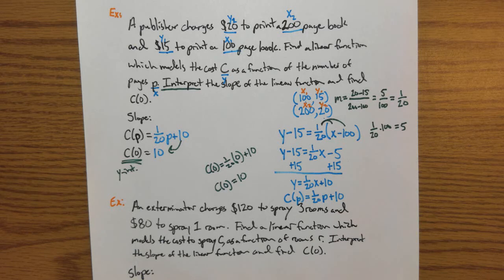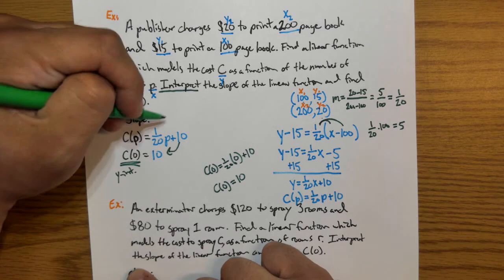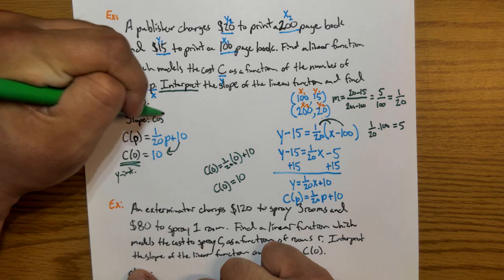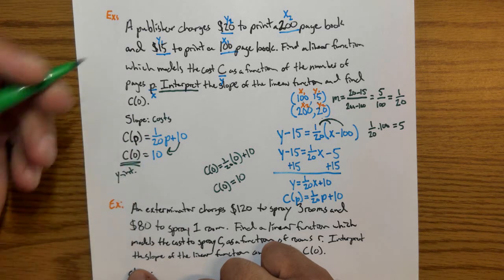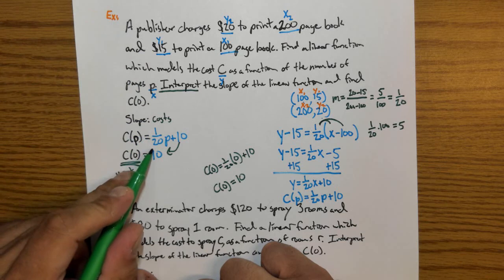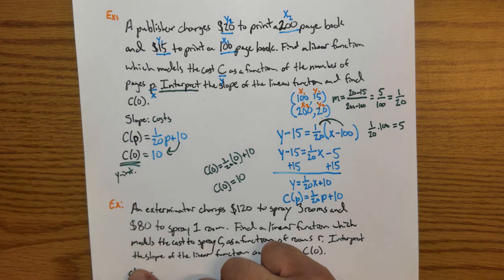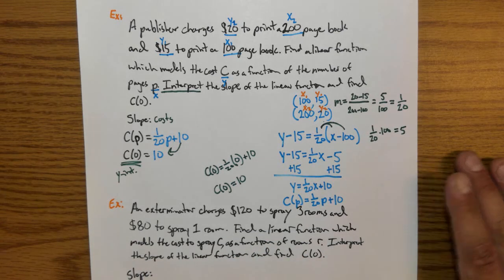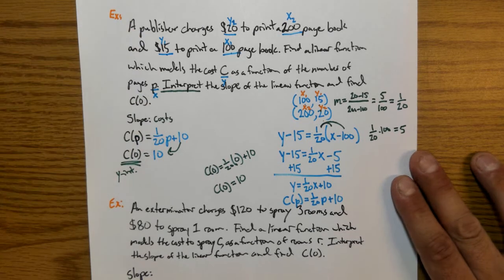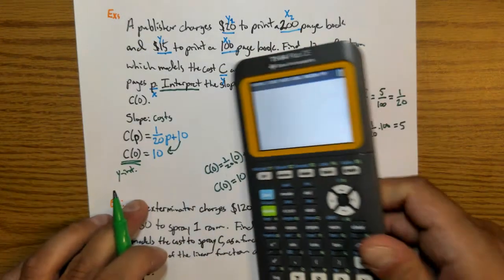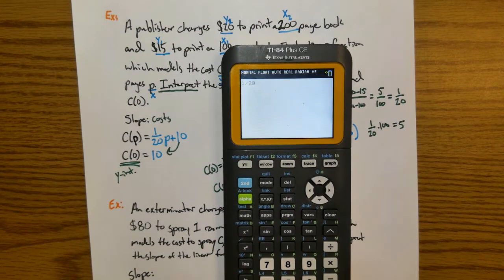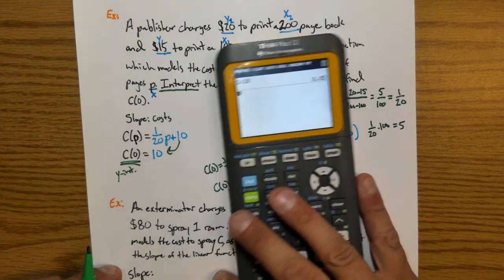So the slope is, it costs, let's see, 1/20th of a dollar. So it's saying it costs 1/20th of a dollar to print per page. But what is 1/20th of a dollar? It's 5 cents. If you want to as well, in your phone calculator, you can just type in 1 divided by 20. It'll give you a nice decimal, 5 cents.